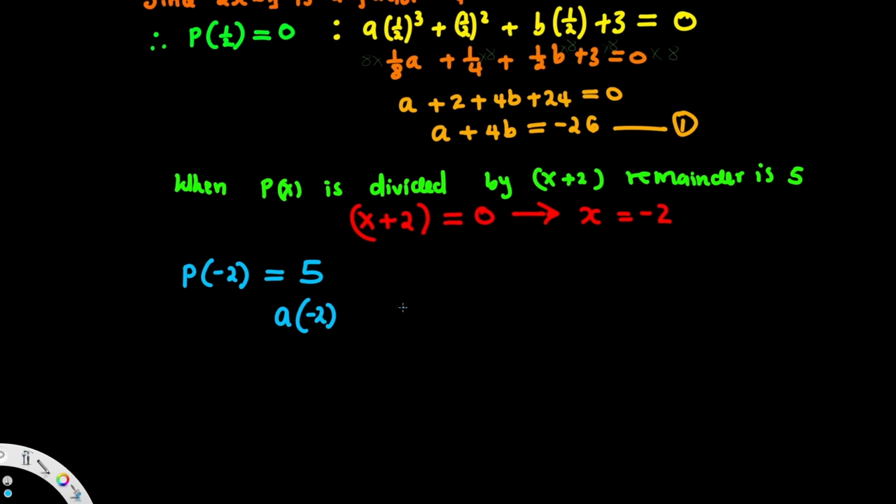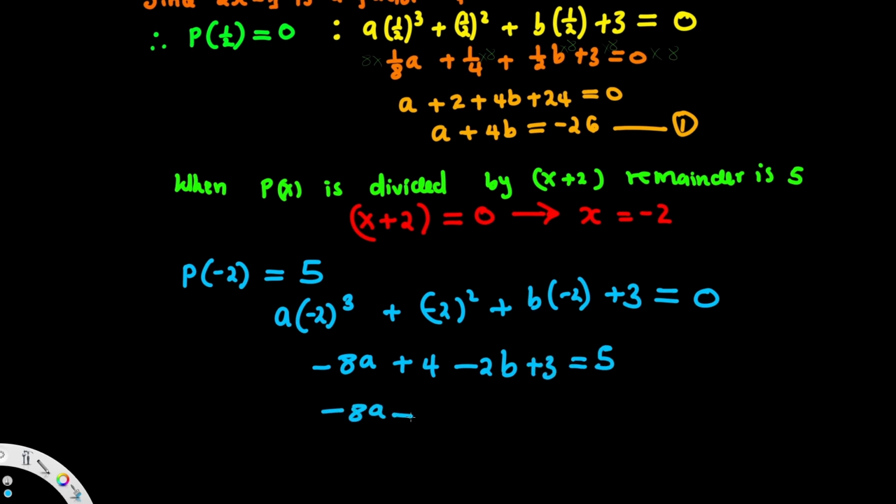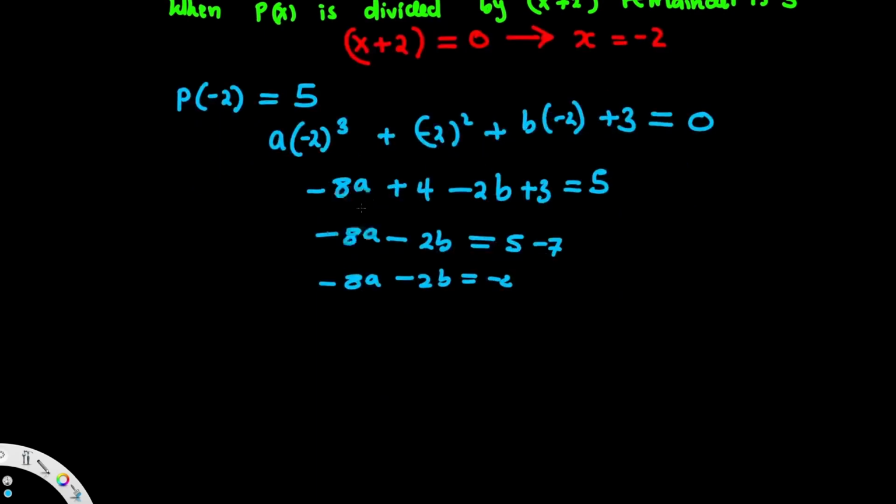So let us now substitute into the polynomial so that we can form a second equation, which is going to be solved simultaneously with the first equation. And our equation now becomes, finally, divided by negative 2, we're going to have 4a plus b equals 1, and this becomes our equation 2.